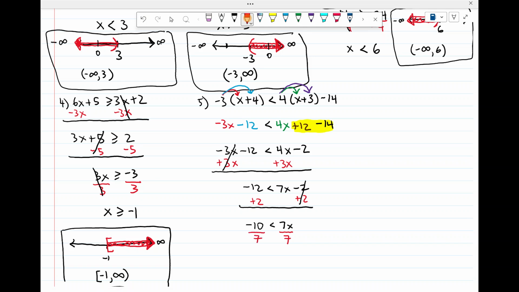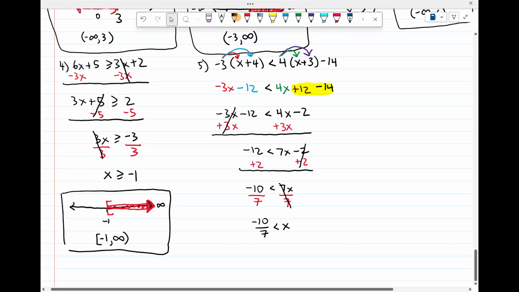Again, always pause here. Am I multiplying or dividing by a negative number? I am not. It is a positive number. And so what I'm left with is negative 10 over 7 is less than x. Now, I cannot simplify that fraction, but this is a perfectly fine answer. Often we like to express our solution set with the x first.